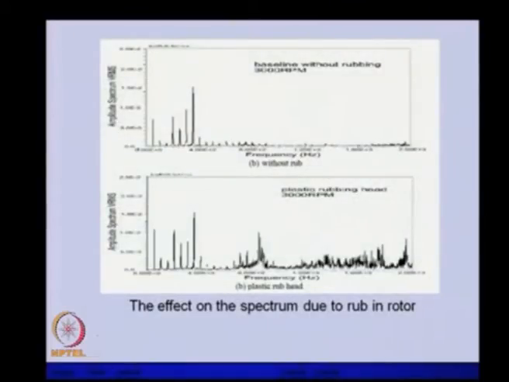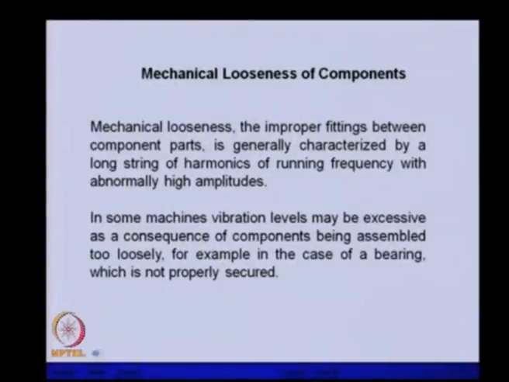This is a typical plot of the vibration which takes place due to a rub. So, this is without rub, and with rub you can see various higher order components have appeared. So, this could be the indication of a rub in the rotor system. Mechanical looseness of components is another kind of fault, which comes into the system because of poor maintenance.